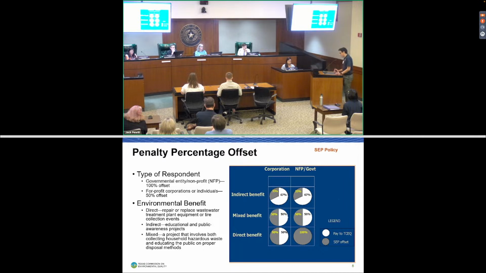As stated earlier, the penalty percentage offset is determined by the type of respondent and environmental benefit. In terms of the type of respondent, governmental entities or nonprofits have an allowable offset of 100%, while for-profit corporations or individuals have an allowable offset of 50%. In terms of environmental benefit, we'll discuss this image and more information about it a little bit later in the presentation. But just to note that there's 3 types: direct, indirect, and mixed. Currently the SEP program only has direct projects.